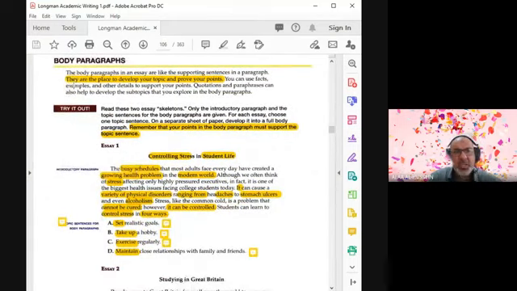Page number 86, and you read this essay, this introductory paragraph of essay number 1. Okay, this essay number 1, it talks about controlling stress in general.